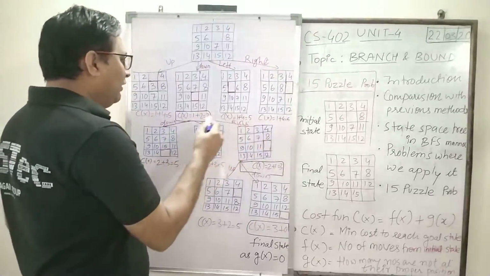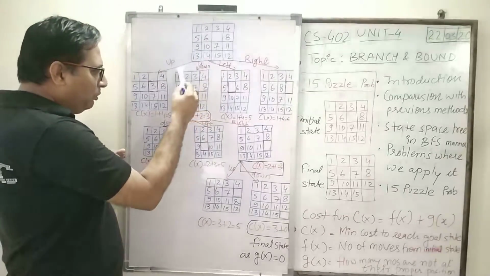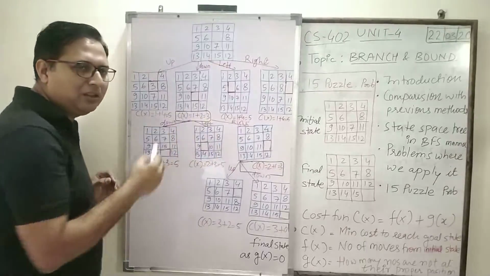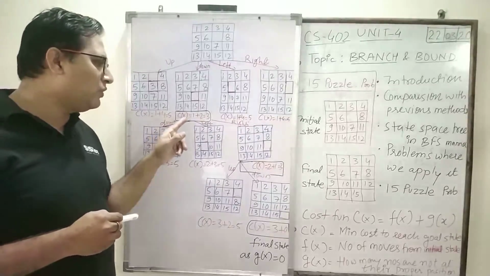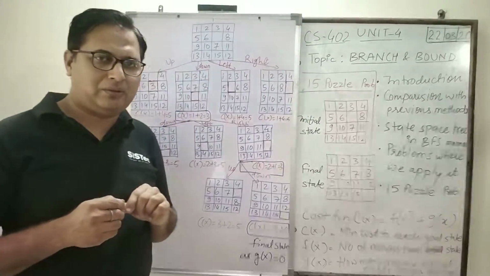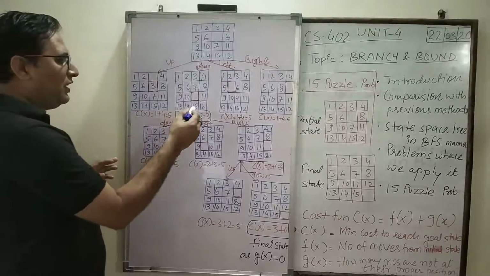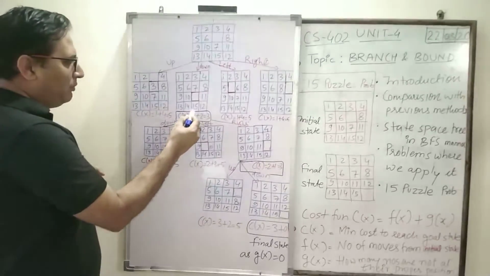Here, as we are using it for optimization, we have calculated all the costs and compared them: for the down movement the C of x value is 3. So now we will choose this node for further exploration, and we will repeat the same thing from this node.